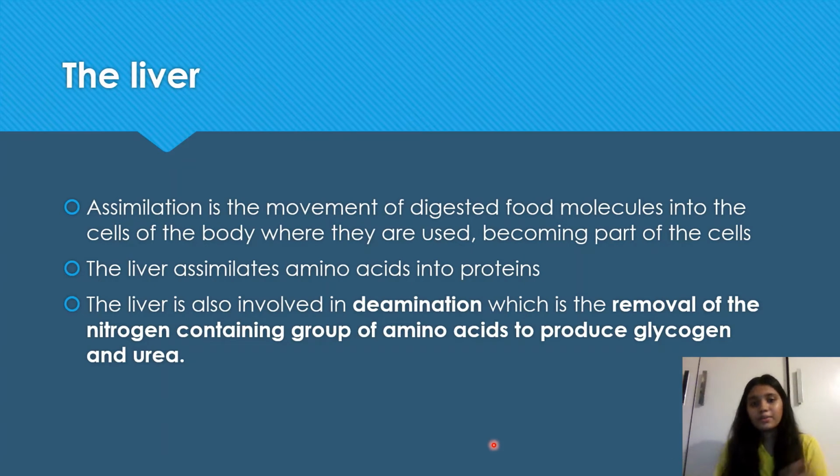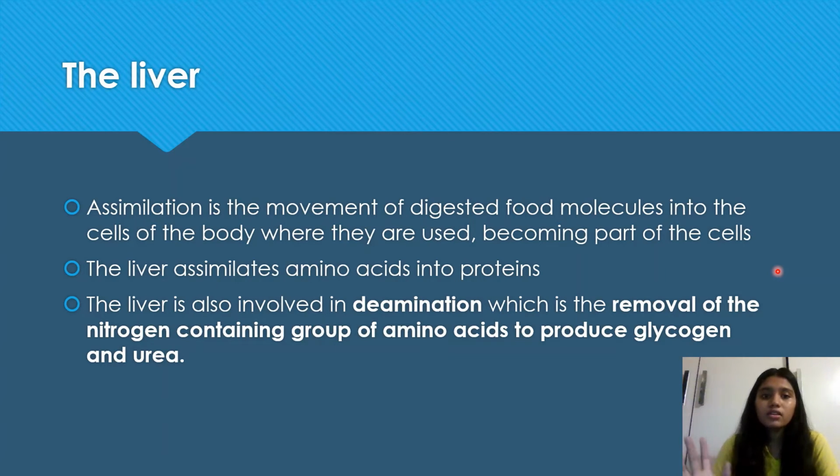Okay, now the liver. This is an interesting topic actually. So as we learned, this definition I've placed here, I just lifted it from your chapter 7. Assimilation is the movement of digested food molecules into the cells of the body where they are used, becoming part of cells. So basically, as you know, you digest proteins to amino acids, correct? And your body absorbs the amino acids by the small intestine in a process called absorption.